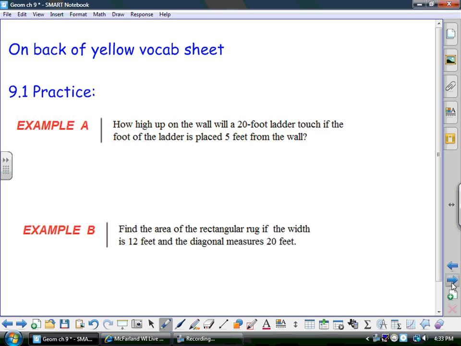The first one: how high up on the wall will a 20-foot ladder touch if the foot of the ladder is placed 5 feet from the wall? It's always a good idea with these to make a picture. So here's my wall, and here's the ladder that's being placed up against the side of the wall. For all of these math problems, we're going to assume that the building is perfectly straight up and down, and that the ground is perfectly flat. So the ladder and the wall and the ground form a right triangle.